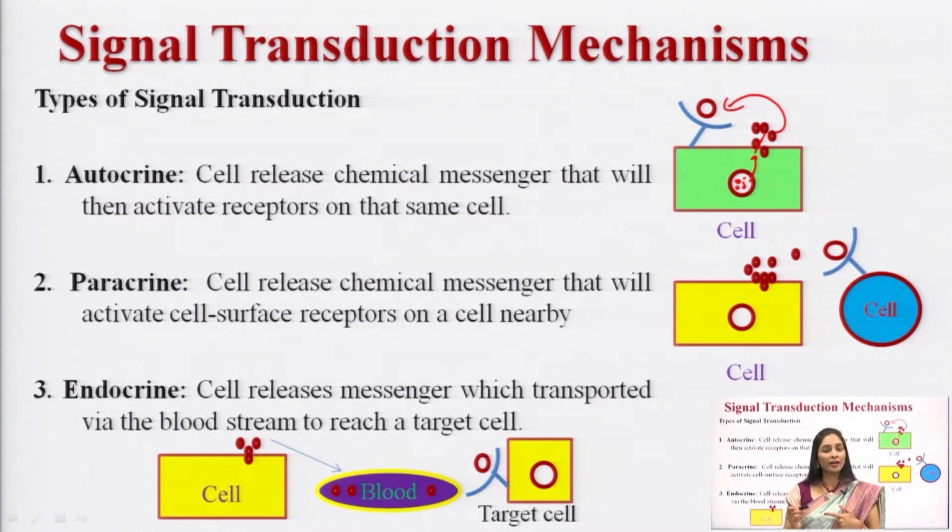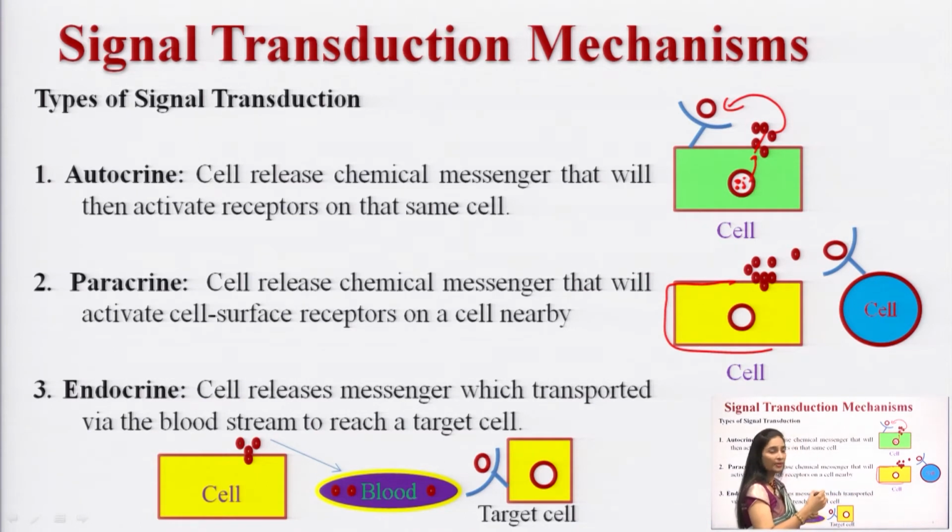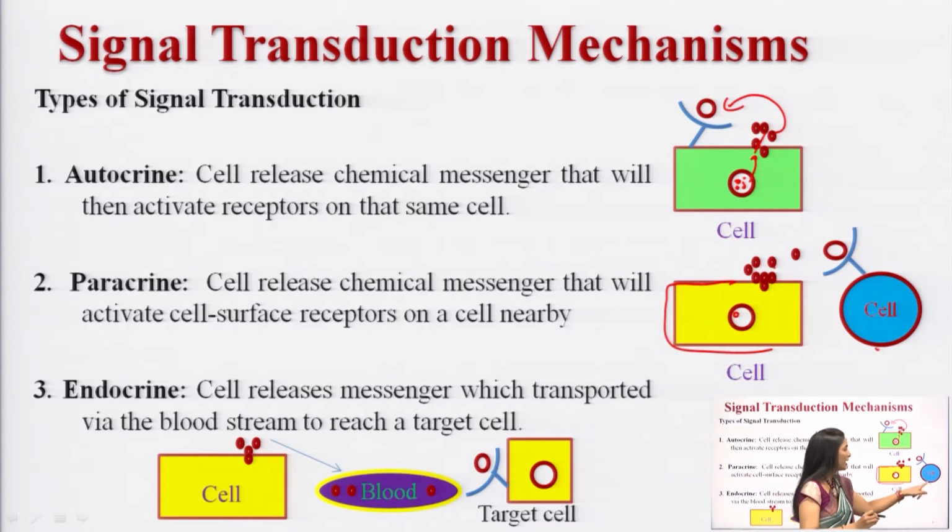And what is a paracrine? In a paracrine, the cell will release chemical messengers, and these chemical messengers will activate the nearby or adjacent cells. For example, if you see here, this is a cell, right? The chemical messengers have been released from this particular cell, and these released chemical messengers will activate the receptor of the nearby cell. Then you can call it a paracrine. So, what is a paracrine? The cell releases chemical substances that activate the cell surface receptors nearby.